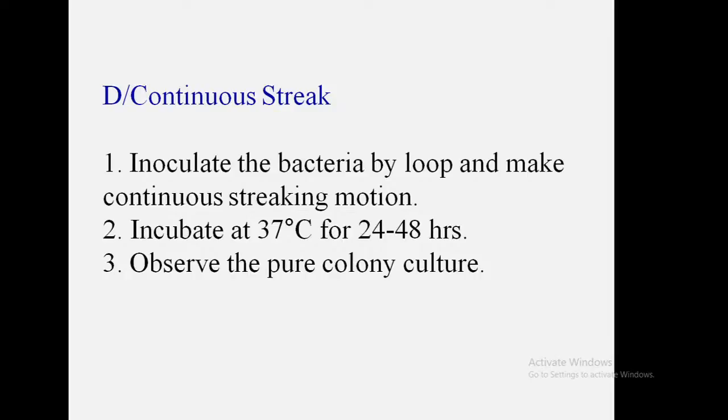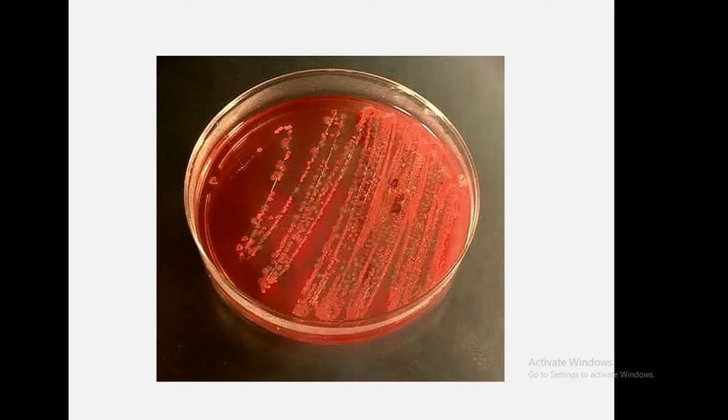Next, continuous streaking. Inoculate the bacteria with a loop and make a continuous streaking motion. Incubate at 30 degrees Celsius or 37 degrees Celsius for 24 to 48 hours. Observe the pure colony culture. See the continuous streak method.